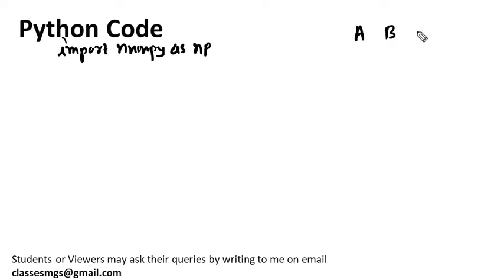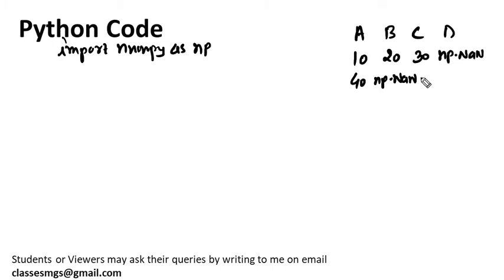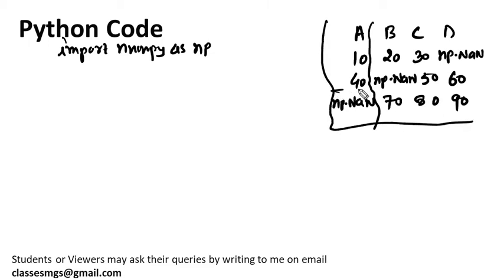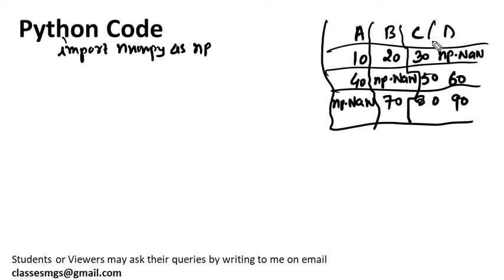Let's suppose columns A, B, C, D. With values 10, 20, then let's suppose 30, then you will write np.nan here, and let's suppose 40, np.nan here, 50, and then 60, let's suppose np.nan here, and then 70, 80, 90, like this. This is the data frame that has 4 columns and 3 rows. Let's suppose these are the columns we have, and now we want to create this data frame.